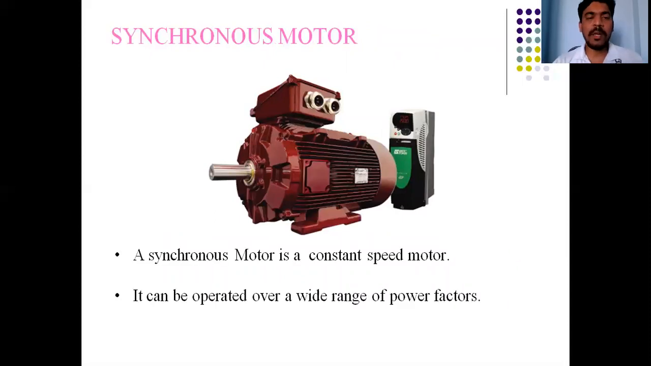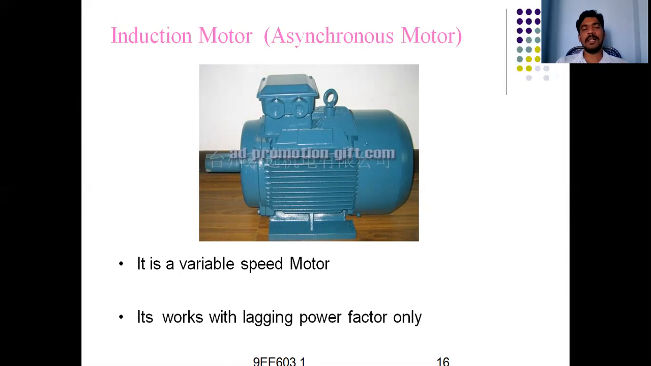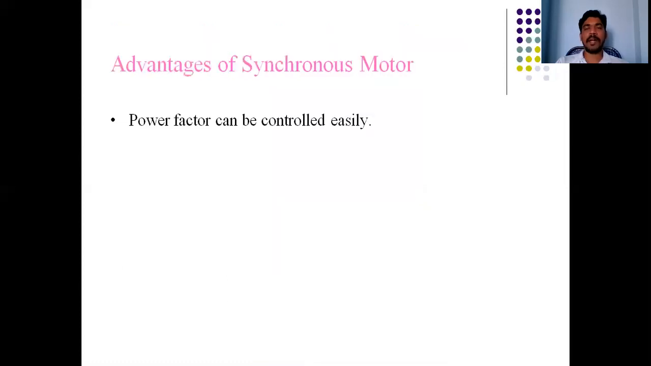Coming to the synchronous motor, it is a constant speed motor. It can be operated over a wide range of power factor based upon the excitation. An overexcited synchronous motor acts as a power factor condenser. Coming to the asynchronous motors, the induction motor is a variable speed motor. It works with lagging power factor only.